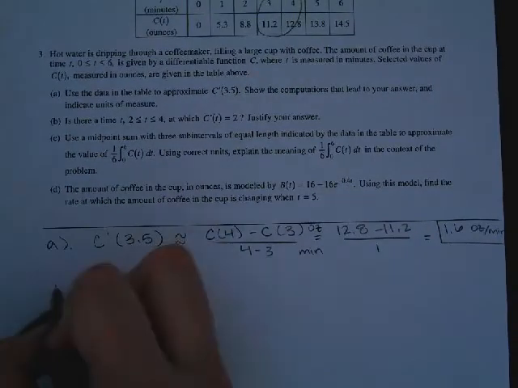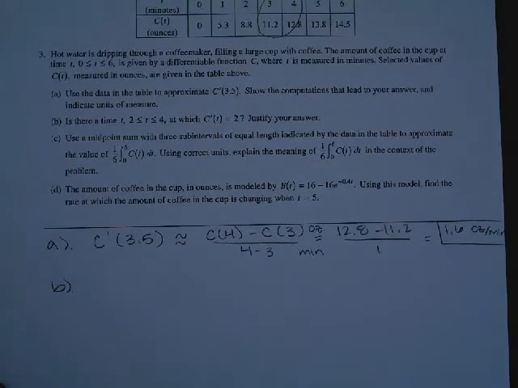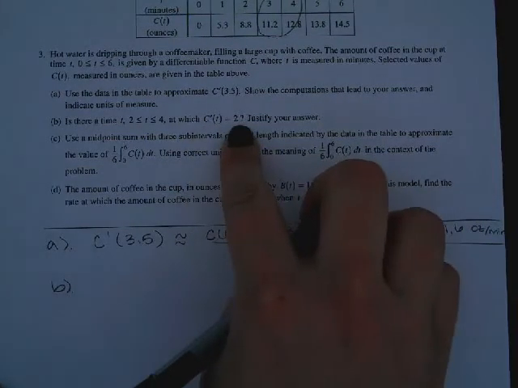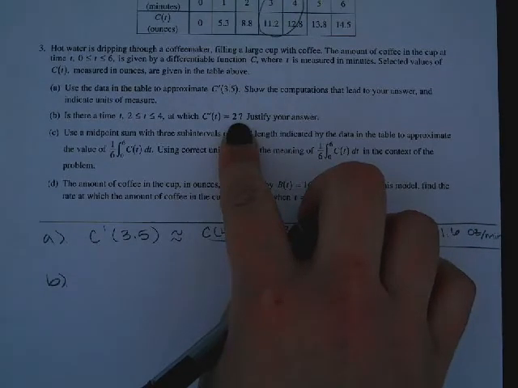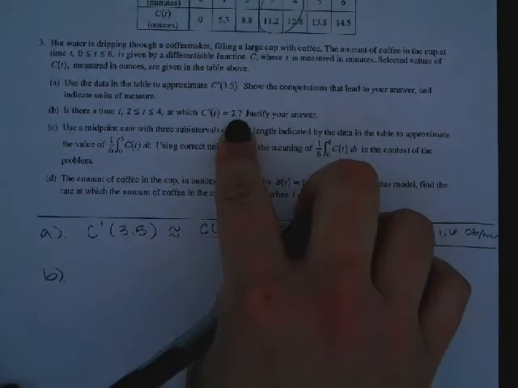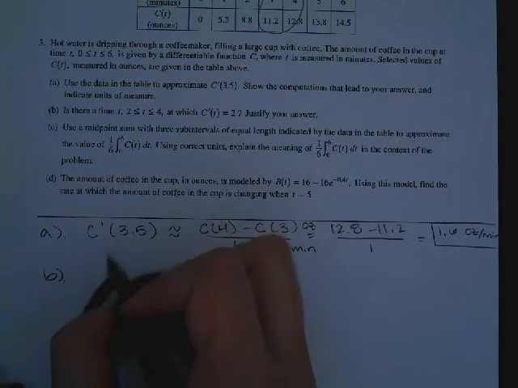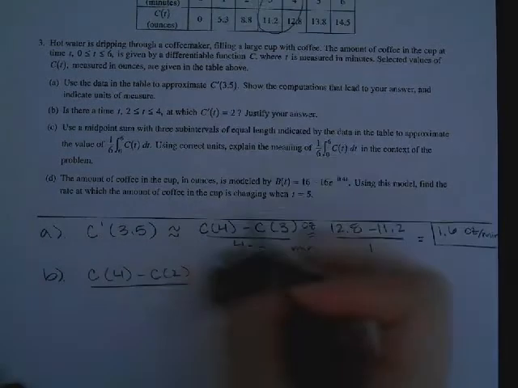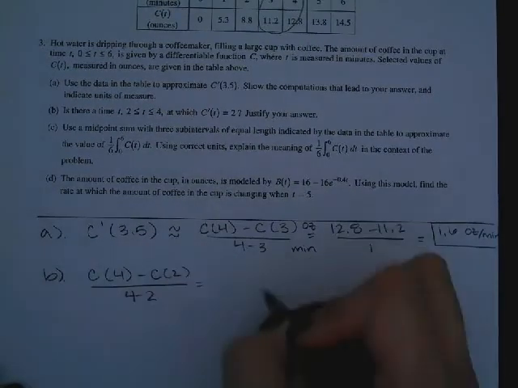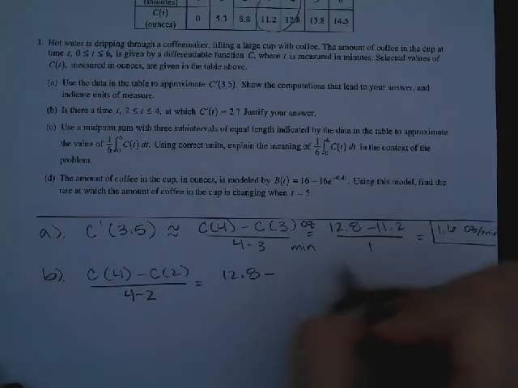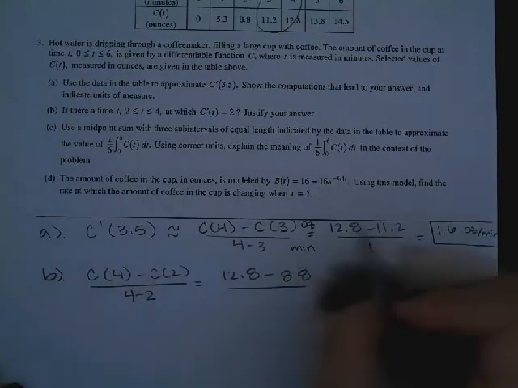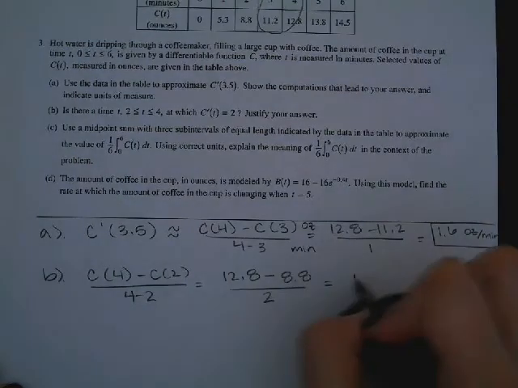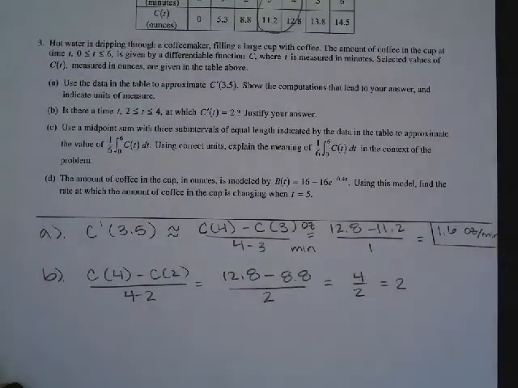All right, for part B, it says, is there a time between 2 and 4 where C prime of t is 2? So here they're asking for a value, and they want to know if the rate of change is 2. So that means we're not using the intermediate value theorem, we're using the mean value theorem. So we're going to say C of 4 minus C of 2. We're going to find the rate of change between those two. C of 4, that's 12.8 minus 8.8 divided by 2. That's 4 over 2, which is 2.